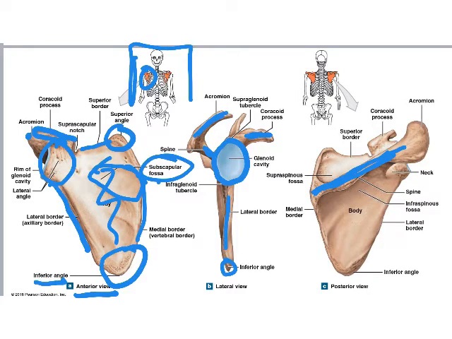Once you've oriented yourself to anterior or posterior view, you should be able to figure out what else you're looking at. Because you're looking at the back, this side becomes the medial border, this side is the lateral border, there's that inferior angle again, and there would be the superior angle again. You've got your superior border, there's the coracoid from behind, and there's the acromion from behind.